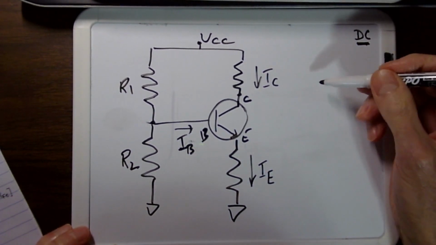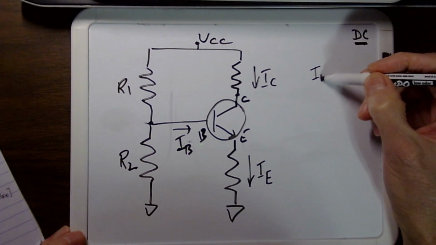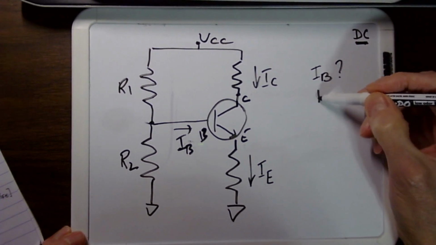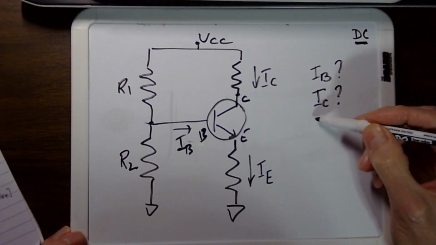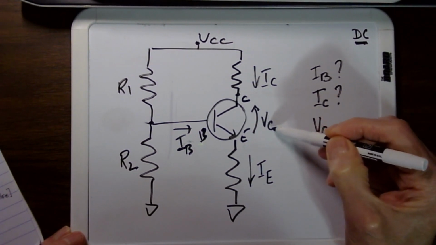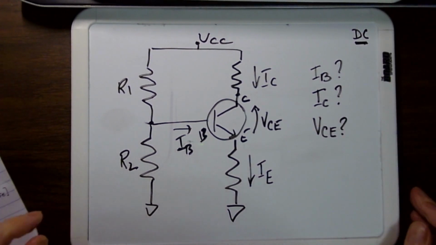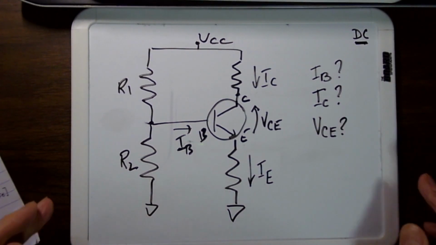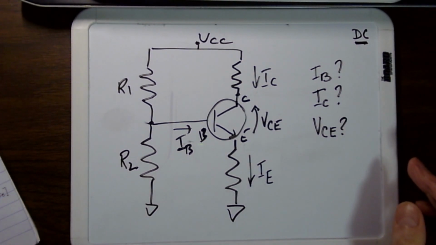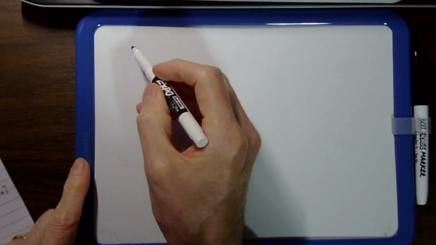So what I'm going to do is derive the equations for IB, IC, and I'm also going to get the equation for VCE, which is this one. Okay, we're going to do that right now. I'm going to have to get another board to do that. So let's switch boards. Okay, brand new board. So the circuit looks like this, okay?